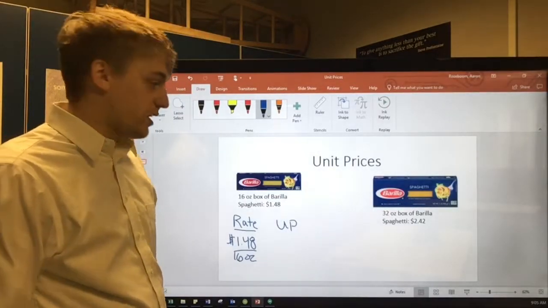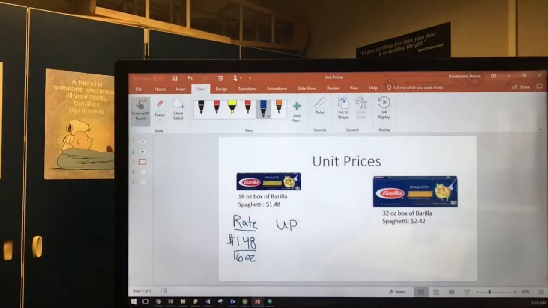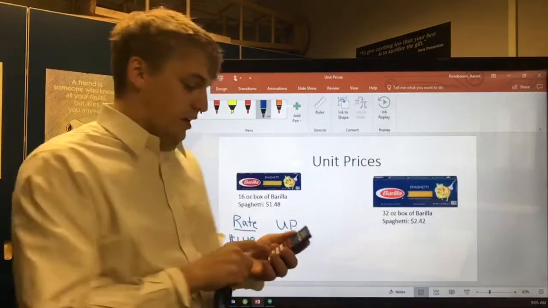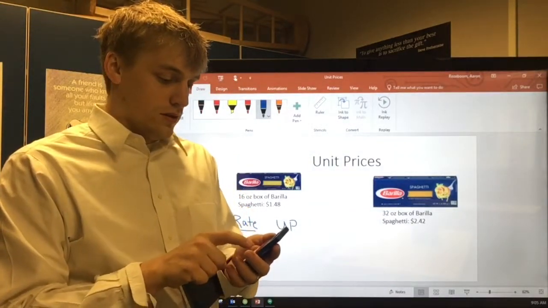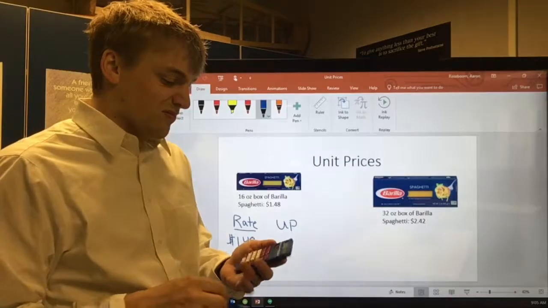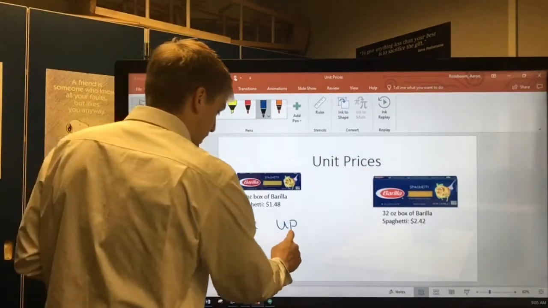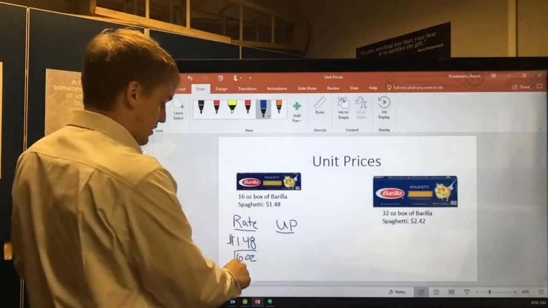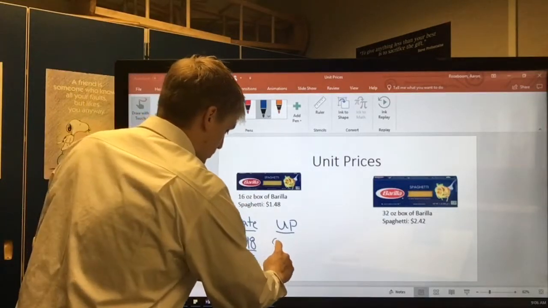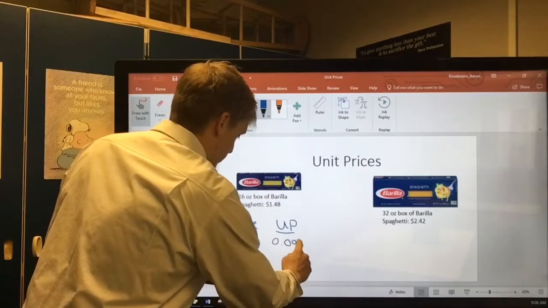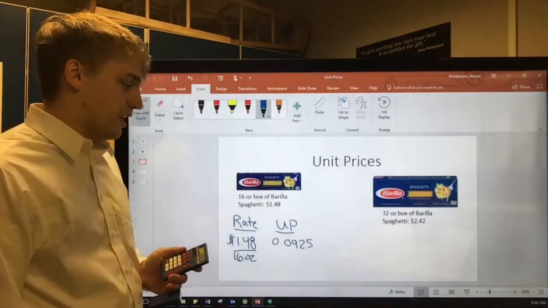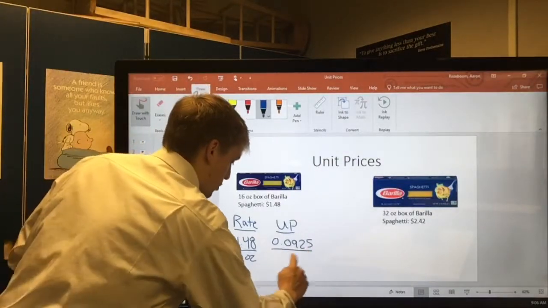So I'm going to get a calculator, and I'm going to divide $1.48 divided by 16. When I divide $1.48 by 16, I get 0.0925 per ounce.